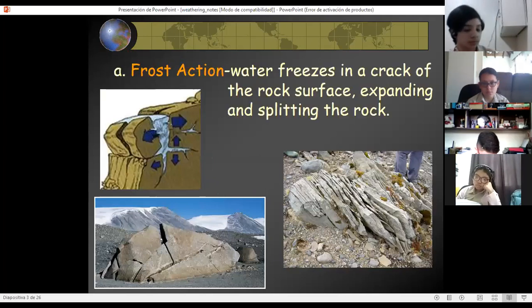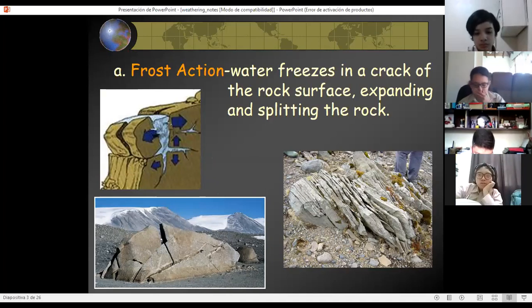Okay. The first that we have here about the physical weathering is the frost action. Frost action. Water freezes in a crack of the rock surface, expanding and splitting the rock. Thank you. Like you can see, like you can identify there, we have this. What does this represent, Ricardo? This gray or blue part.